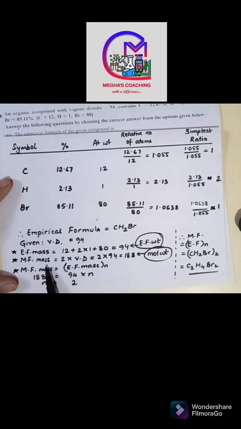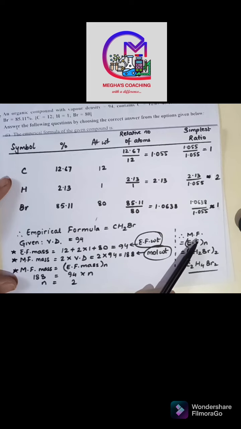Okay, now molecular formula mass will be twice the vapor density. Vapor density will be given in the question. So 2 into 94 is 188, which is the molecular weight. Now once you divide molecular weight by empirical formula weight, you will get the value of N. Okay, so N, you will get 2, and then you can find the molecular formula by empirical formula whole N.